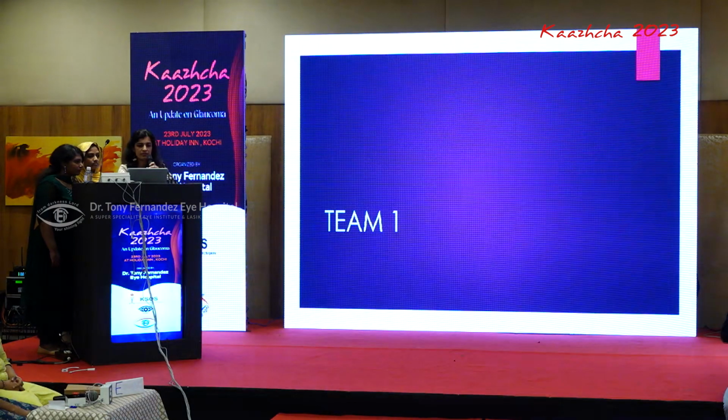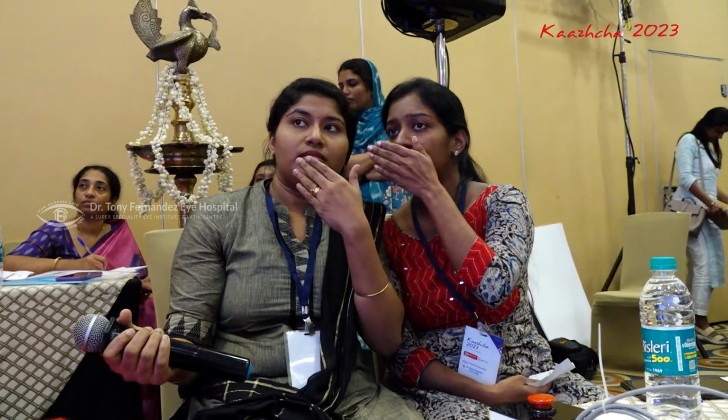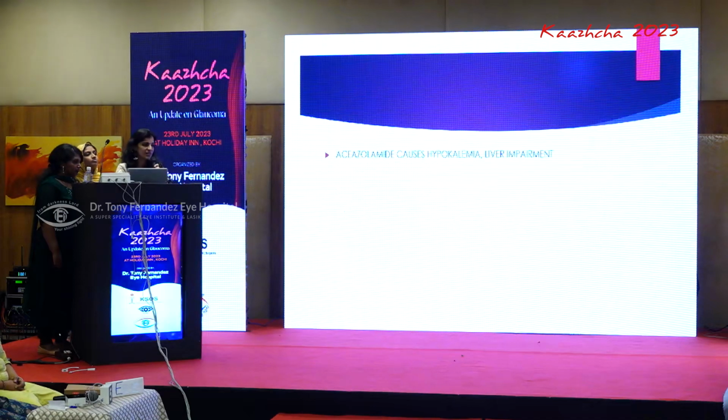For team 1, which of the following statements about the side effects of acetazolamide is correct? It may increase the level of potassium in blood. It is safe to be used in patients with liver impairment. Associated with an elevation of blood pressure. Associated with Stevens-Johnson syndrome. Team answers: it is safe to be used in patients with liver impairment. No, negative 5. It is associated with Stevens-Johnson syndrome. It can cause liver impairment, so it cannot be used in patients with liver disease.